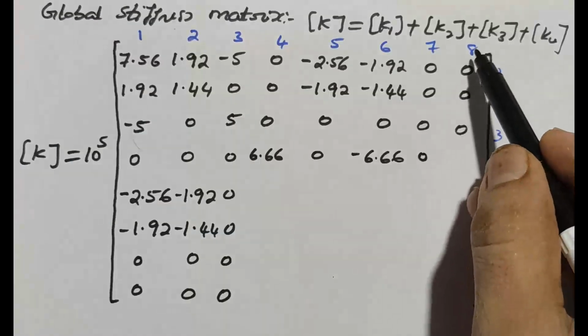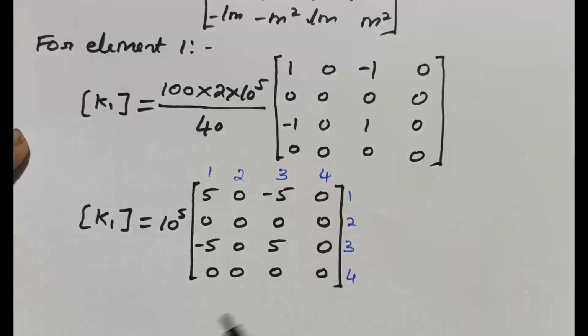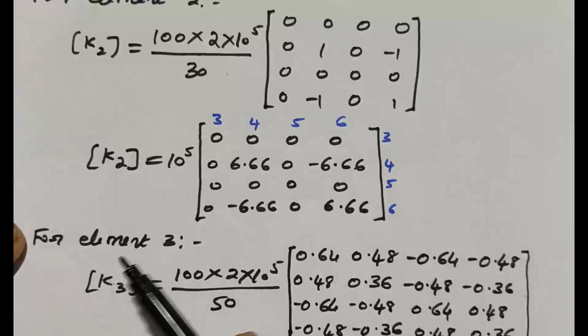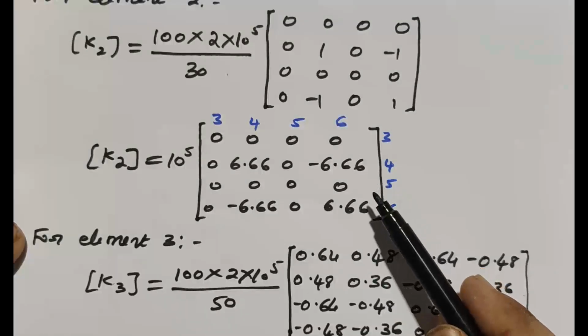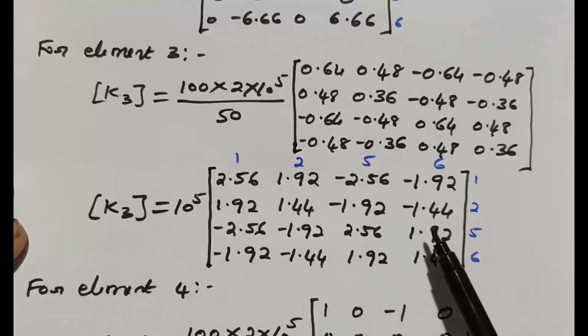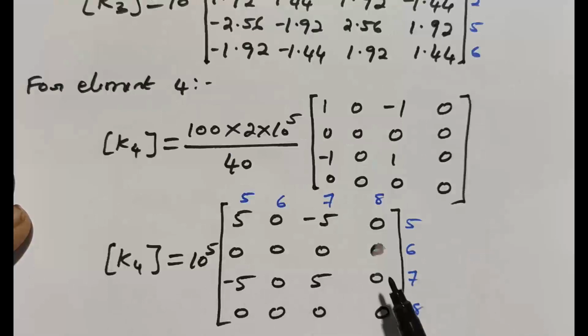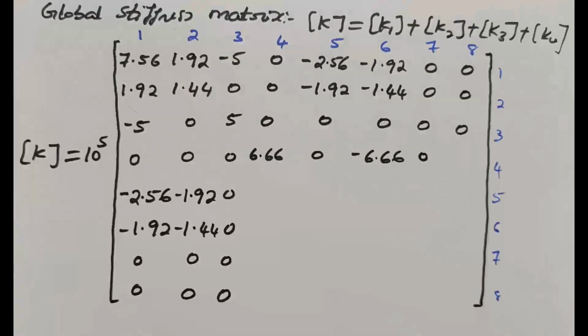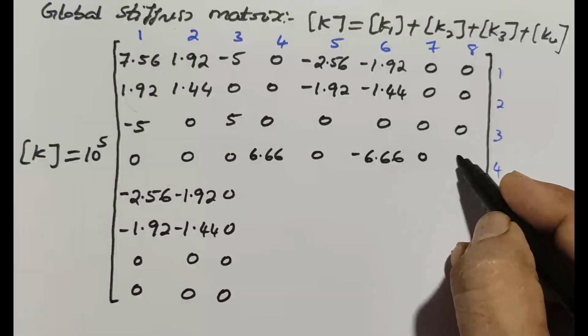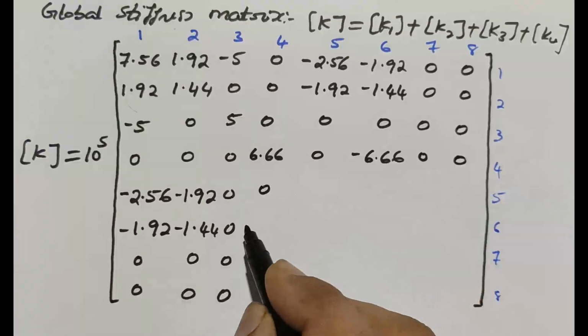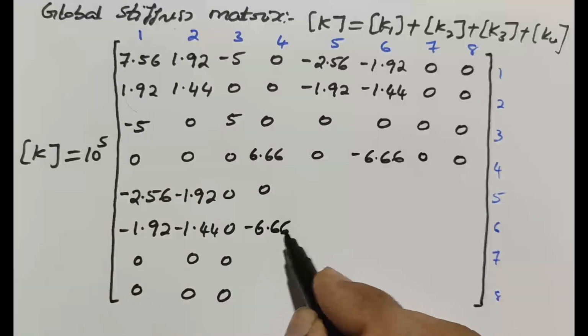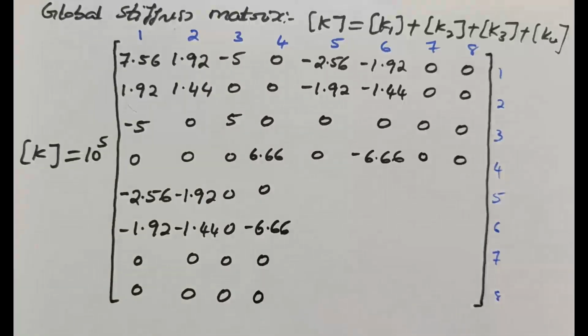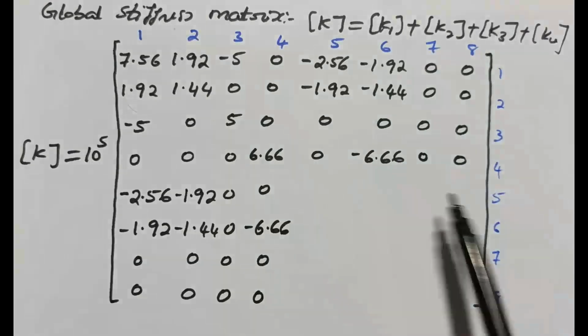Next, we need the element corresponding to 8 and 4. See K1, here we don't have any element corresponding to 8 and 4. In K2, K3 and K4 also, we don't have any element corresponding to 8 and 4. Therefore, the element corresponding to 8 and 4 is 0. So the fourth column is 0, minus 6.66, 0, 0.